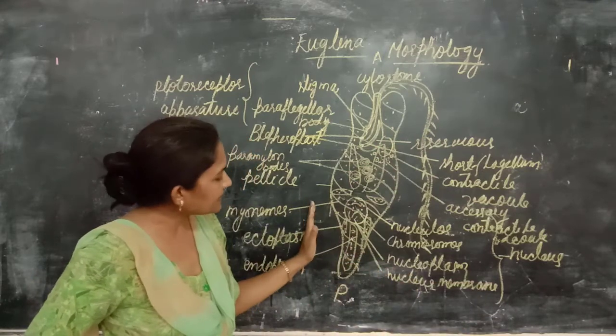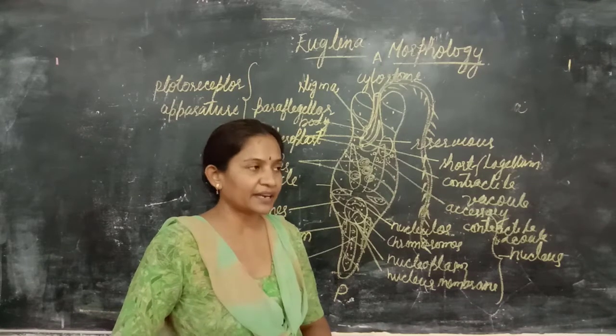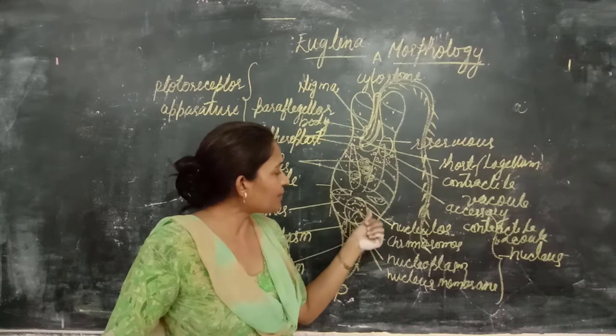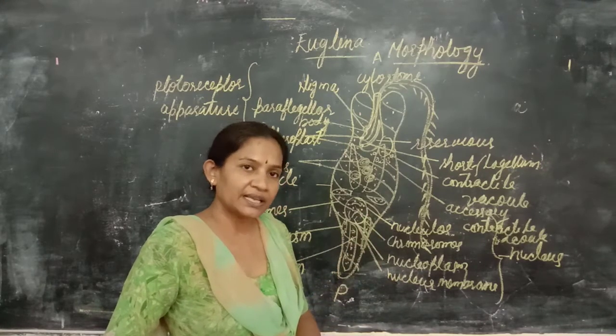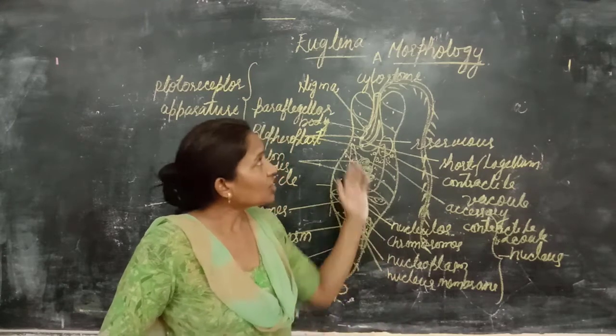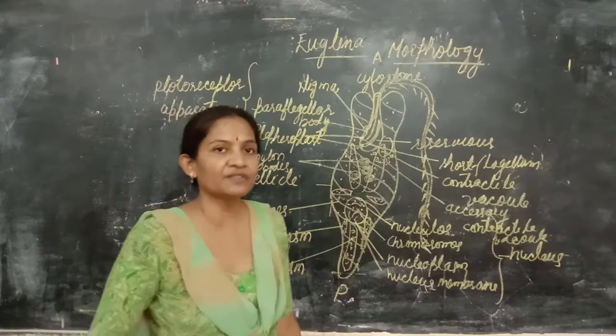Besides this, there is also the Golgi complex, and there is also endoplasmic reticulum, and there is reproduction by sexual and asexual methods, which we will discuss later in the class. So today's class is about the morphology of the Euglena.